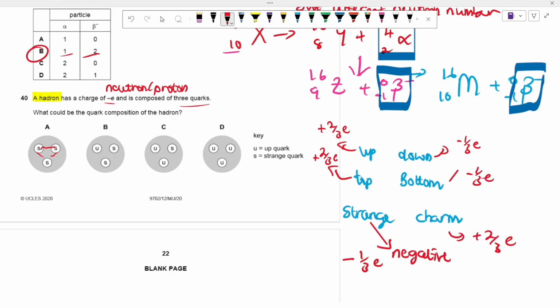So it means that here I have three strange quarks, which is negative 1 over 3, minus 1 over 3, minus 1 over 3. That's going to be negative e. So the correct answer has to be A.